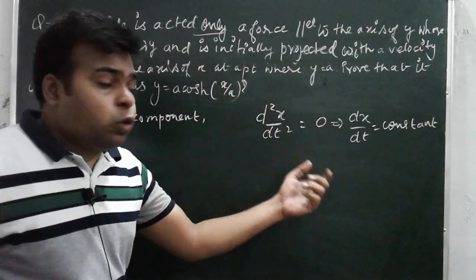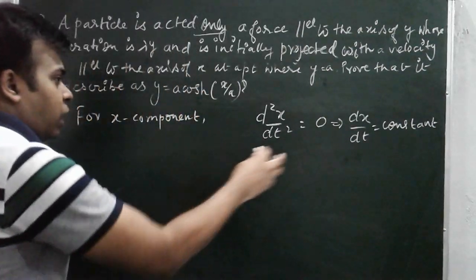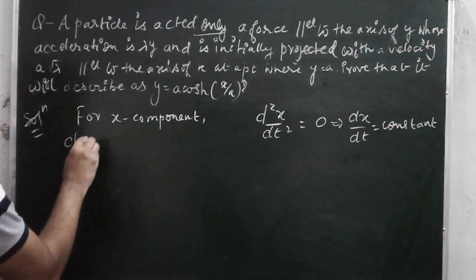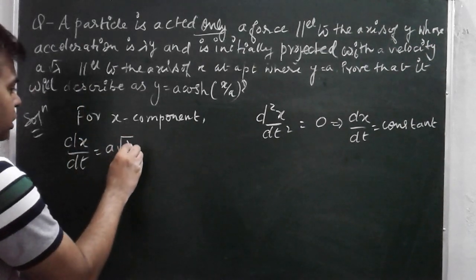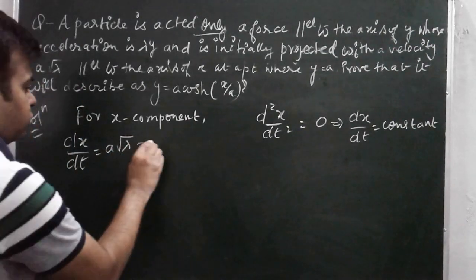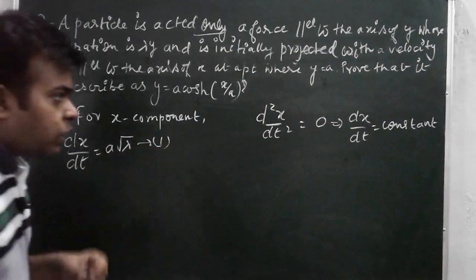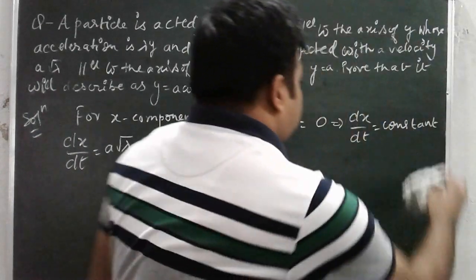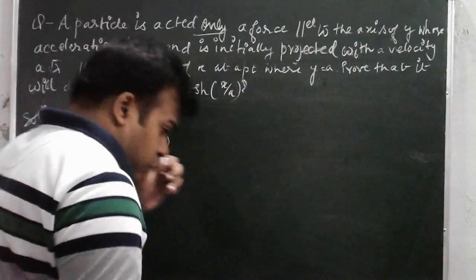From this we come to know that the velocity in the x direction is constant, which is equal to, I am writing it down here, dx over dt equals a under root lambda. This is your first condition, and this is constant also. This is our first equation.